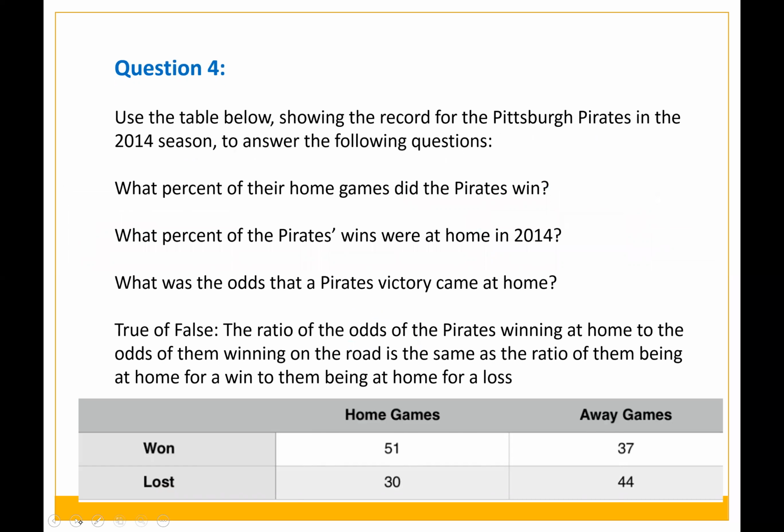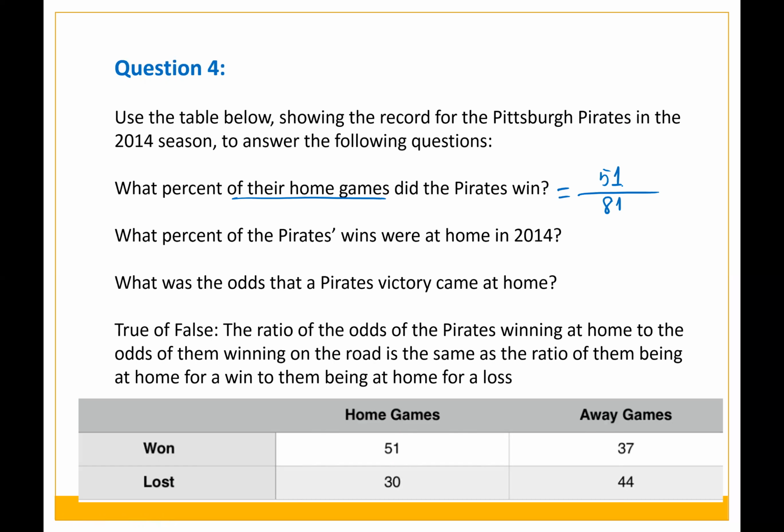Use the table below showing the record for the Pittsburgh Pirates in the 2014 season to answer the following questions. Okay, so first one, what percent of their home games did the Pirates win? So basically, what percent of their home games, so home games is the total that you're going to divide by. Home games is 81, and they won 51. So that is 51 over 81.